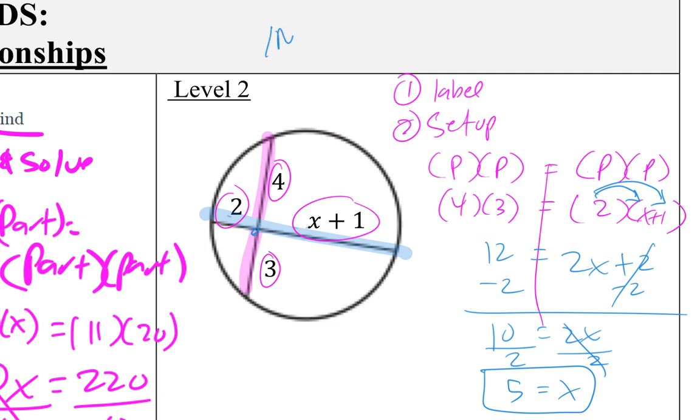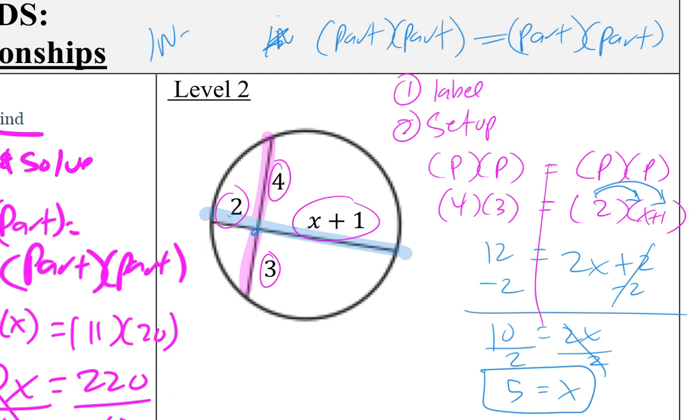Okay, so let's just write our rule over here. We're going to say part times part equals part times part when we're talking about the inside. Okay, part times part equals part times part. All right, so let's move on to the next page.